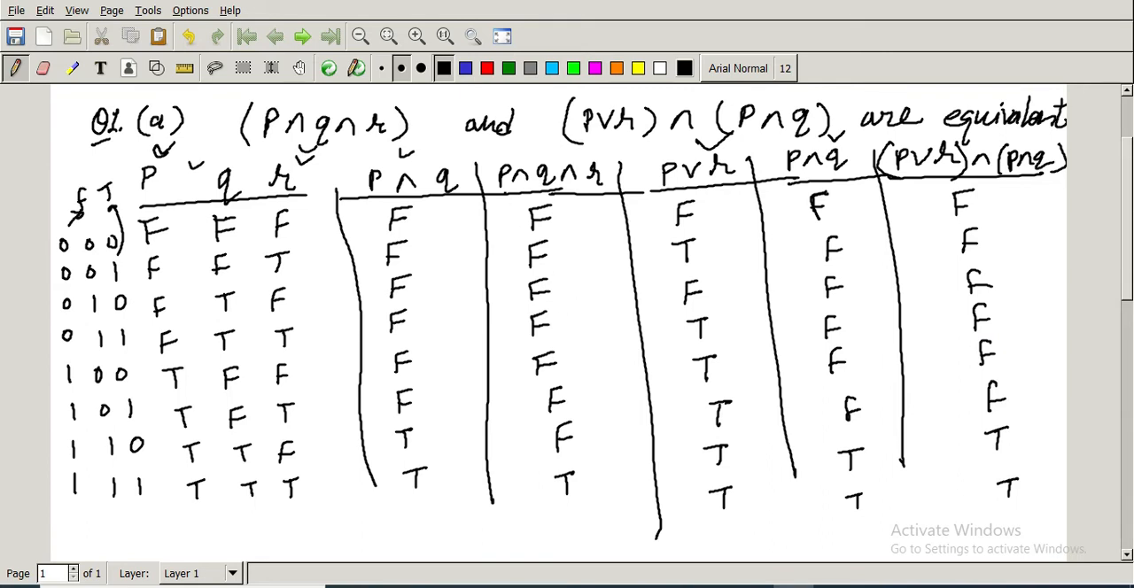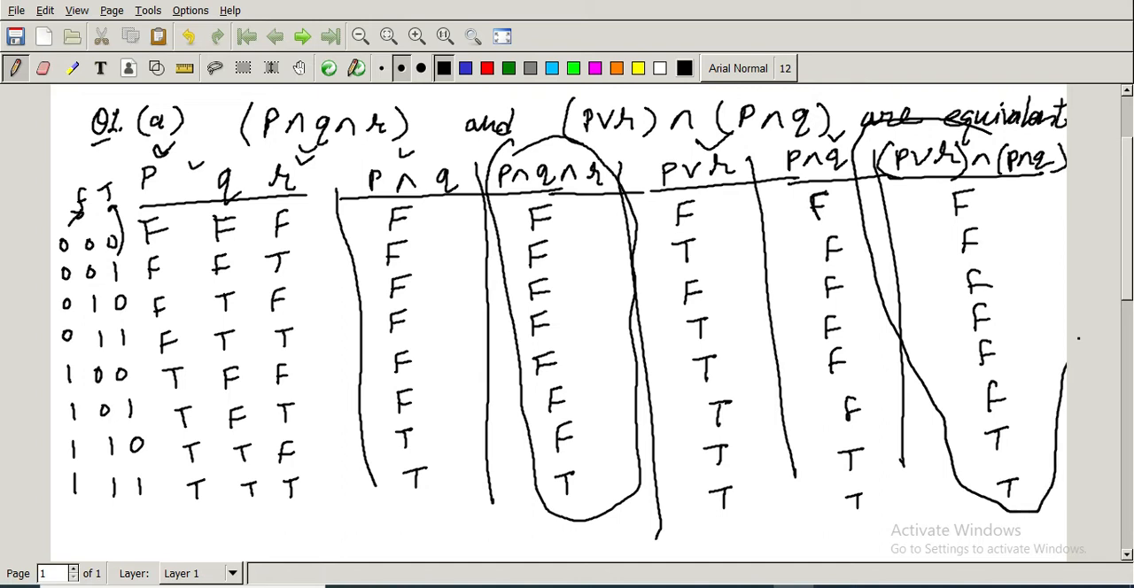So you can see, using the truth table, that these two are equal, right? These two are equal, so that's why we can say that P and Q, and R or P, and P and Q are the same. All right. Let's move to another question.